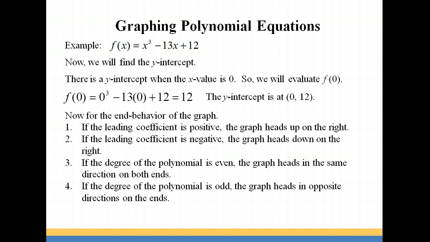Now we're talking about the graph heading up on the right for the first one. That means from the rightmost 0, the graph is going to continue to head upward. Now on the other side, in this case we have an odd polynomial. From the leftmost 0, the graph is going to continue to head down on the left. Okay, so we have a positive leading coefficient and an odd polynomial.